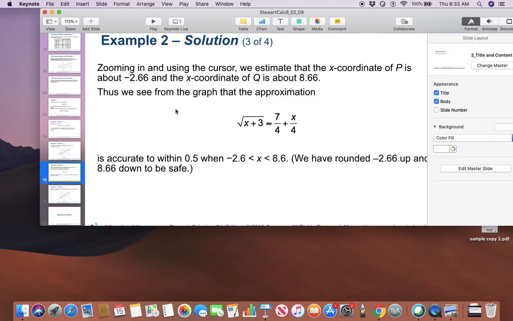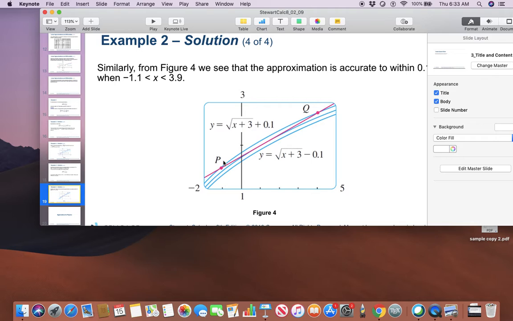That's how you zoom in, use technology, and find the coordinates of P. That's what they have done. The x coordinate for P and the x coordinate for Q. Between these numbers, my approximation is accurate within 0.5. All right. So that's how you can use technology to figure out an entire interval where this tangent line approximation is good enough.